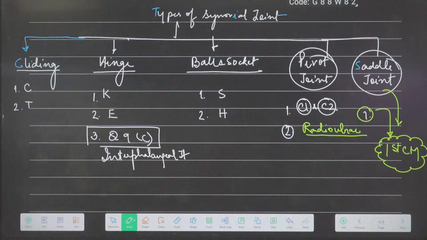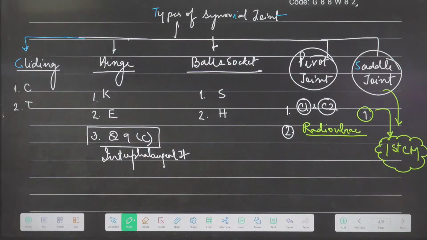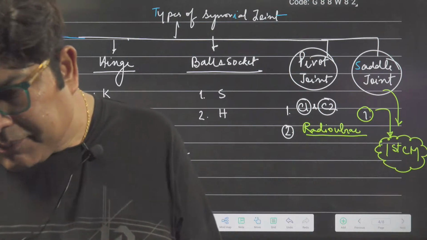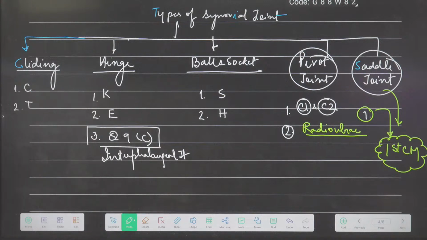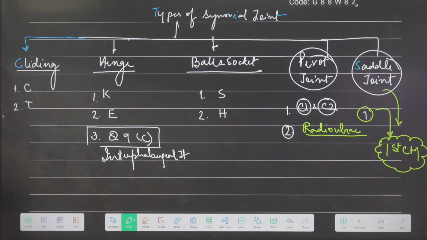CM क्या होता है? CM. Yes, you are right. CM, Anuradha, you are right. C for carpo, M for metacarpal. Carpometacarpal. Carpometacarpal of thumb. First metacarpal and the carpal.